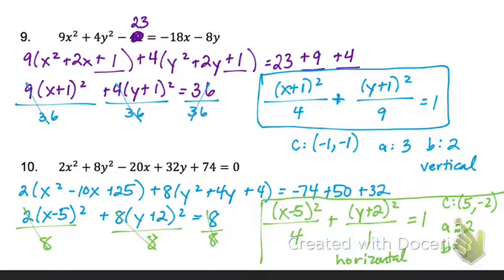Okay, so 9, vertical, the number is bigger under the y. So a value of 3, b value of 2, center at -1, -1. And then for 10, it's horizontal because it's bigger under the x. A value is 2, b is 1. And like I said, you can put it over 1 or you don't have to include this and just know that it's 1. But I usually put it over 1 so that I know that the b value would be 1 away when I'm drawing my graph. Okay, any questions about 9 and 10?